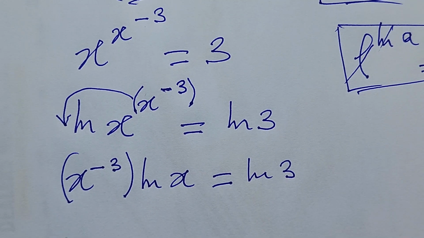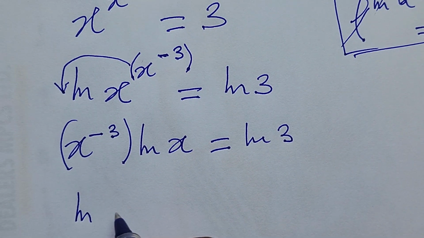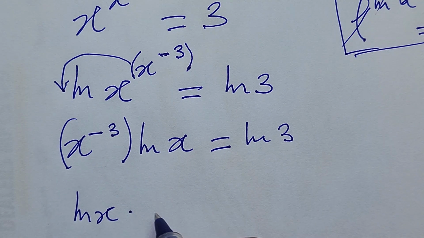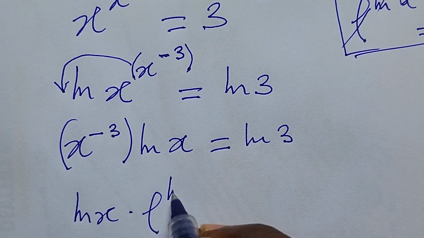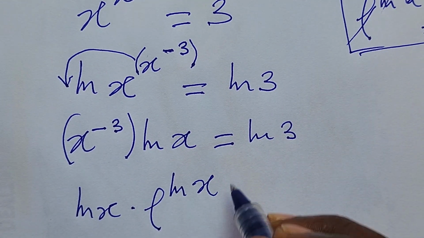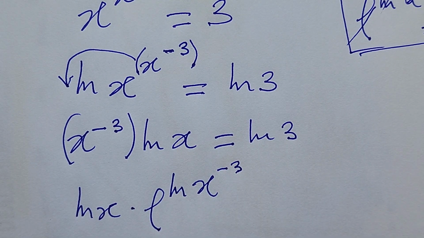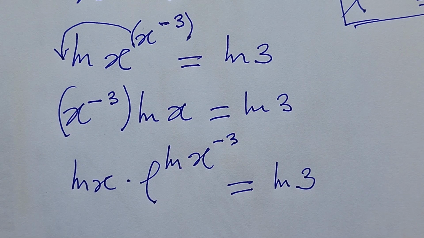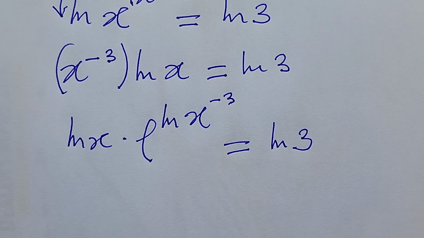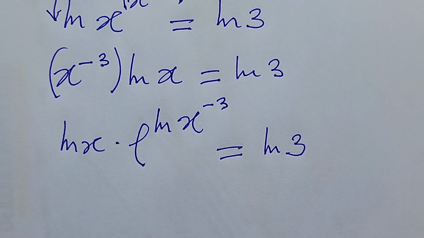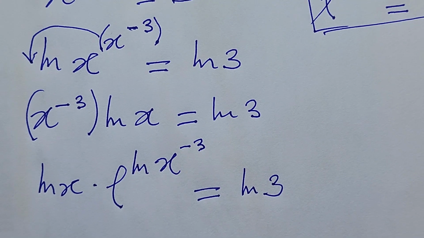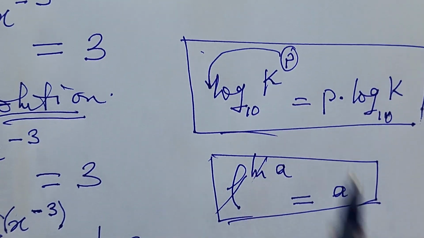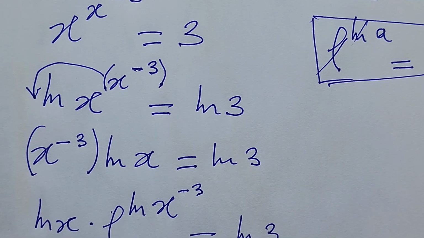So this will now give us in turn that our ln x times e to the power of ln of x to the power of minus 3. This is equal to the ln of 3. So what we do next here, it is easy. Again, we apply the law of logarithm here. If we apply this law, we move this backward here.